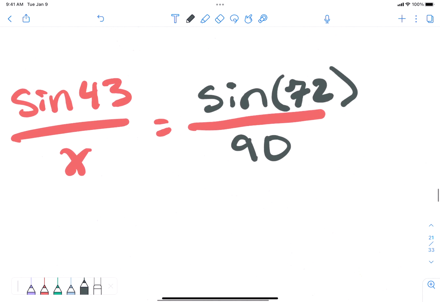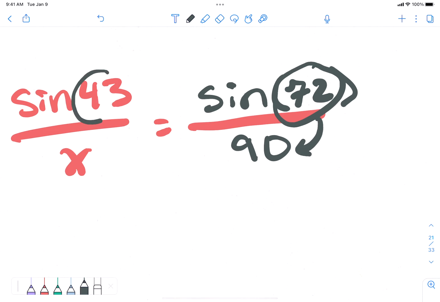Now, just so that we're clear, the 72-degree angle was opposite from 90. My 43-degree angle should be opposite something. What is that guy going to be, guesstimation-wise? Probably less than 90, right? If my 72-degree angle gave me 90, 43 should give me something less than 90, right?